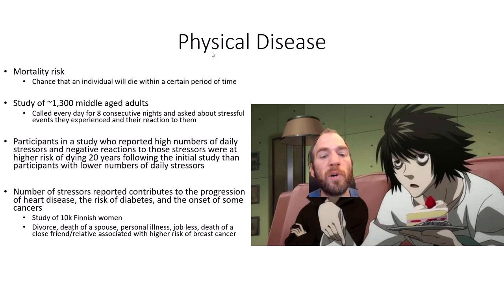The number of stressors reported contributes to the progression of heart disease, the risk of diabetes, and the onset of some cancers. Divorce, death of a spouse, personal illness, job loss, and death of a close friend or relative were associated with a higher risk of breast cancer in a study of 10,000 Finnish women. Okay, so a quick overview here.